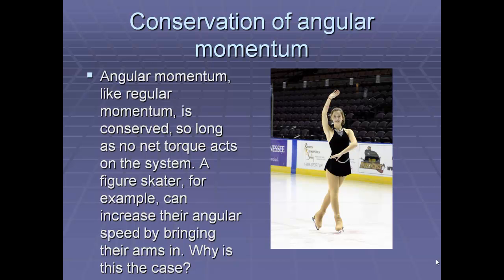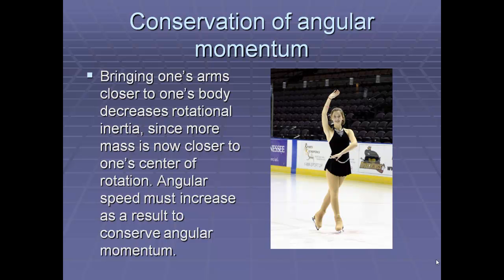So let's say we have a figure skater, and the figure skater brings their arms in closer to their body. This will always increase the skater's angular speed. Now, why is this the case? Think about the quantities that go into determining an object's angular momentum, answer the question, and then move on.